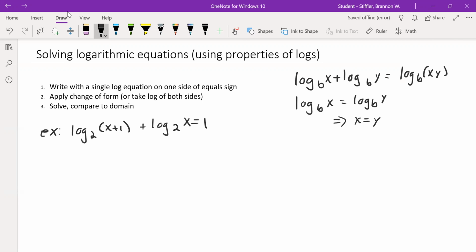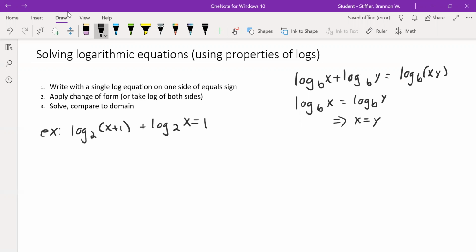First thing is we're going to write the equation with a single log, as opposed to what I have here, which is two logs on one side of the equal sign. And then we'll change form, meaning I'll go from exponential to log form or vice versa. So in this case, we'll go from log to exponential form. And then finally, we'll solve and compare it to the domain. Comparing to the domain means that we need to identify the domain of this log equation first.